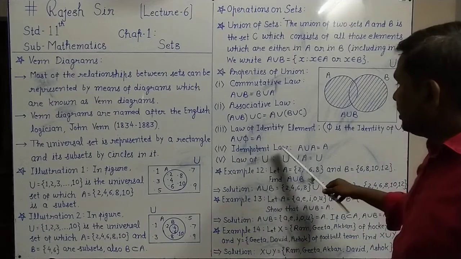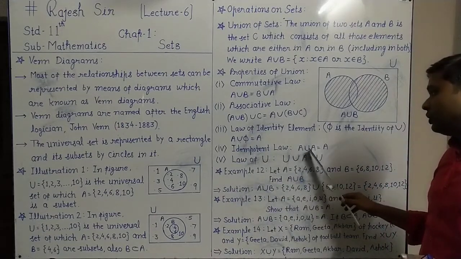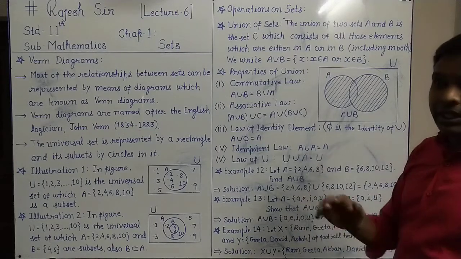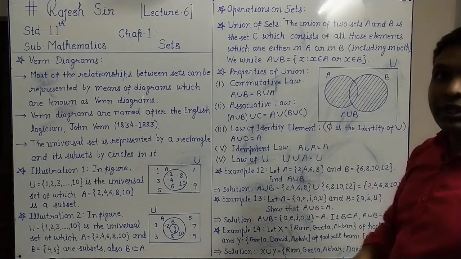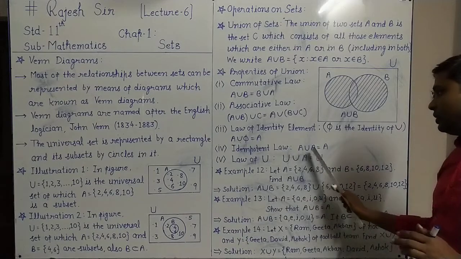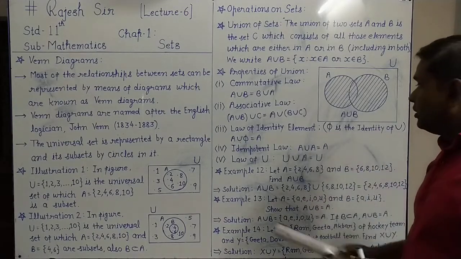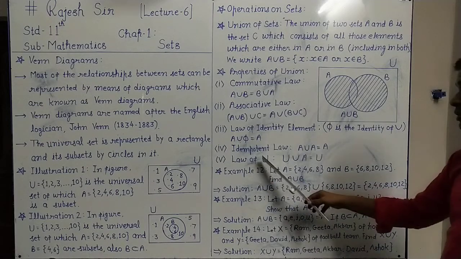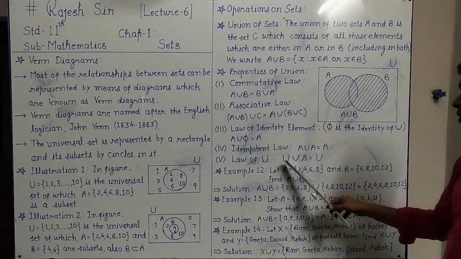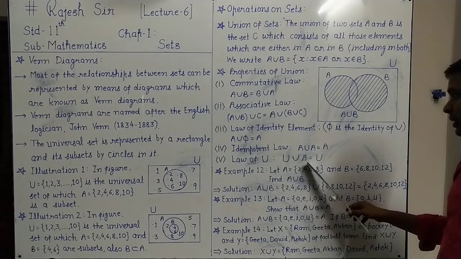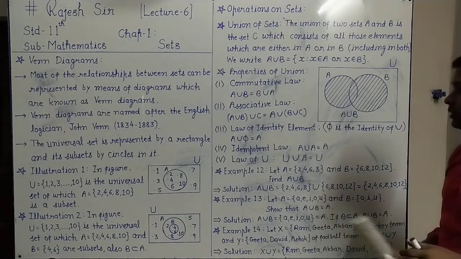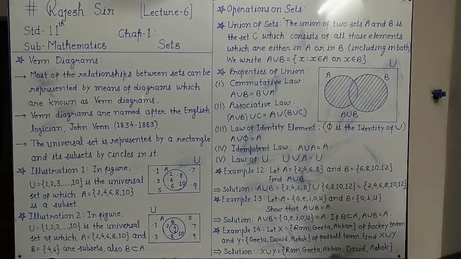Fourth is idempotent law. Means if you take the union of a set and itself, the same set will be the answer. A union A equals A. Now law of universal set U. Law of universal set U, that is universal set U union with A gives universal set U. Right? So this way we have 5 properties of union operation.